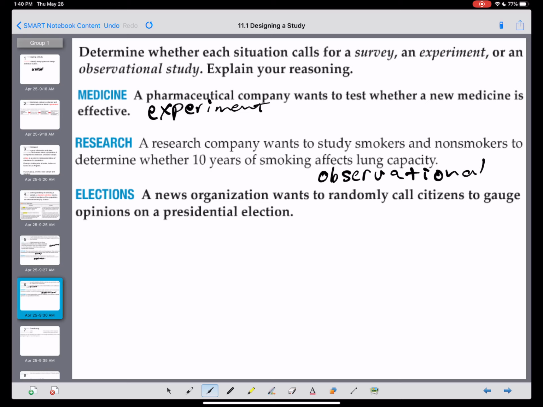And then news wants to randomly call citizens to gauge opinions. So you're calling somebody, you're not watching them, you're not giving them anything, you're surveying them. Pretty easy.